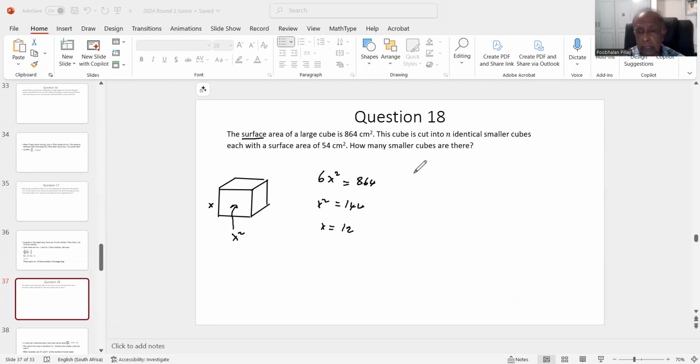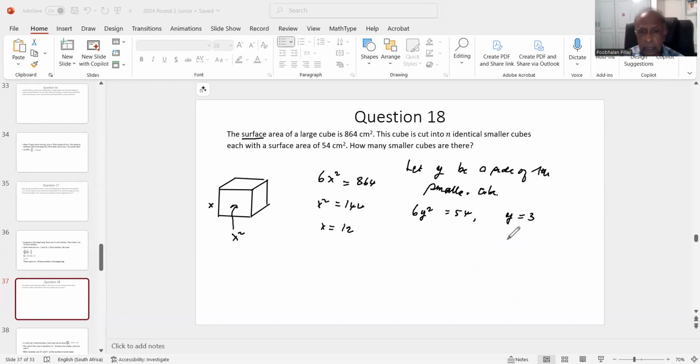We don't know what the side of the smaller cube is. Let's call it y. Let y be a side of the smaller cube. So what do we have? We have that surface area is 54. So for exactly the same reason, the surface area for this is 6y squared. It's 54. y squared is equal to 9. So y equals 3.